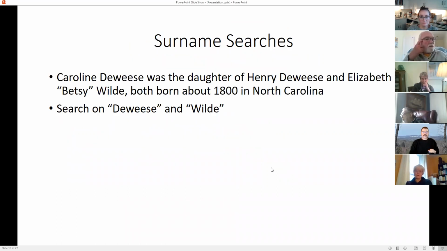So next slide, please. Now the vendors have search tools, all of them do. And most of the time you can search not only for other matches, but you can search for surnames that might be in people's family trees that are posted on that website. Or sometimes, like Family Tree asks for a list of surnames, and you can search those. So Caroline DeWeese was the daughter of Henry DeWeese and Elizabeth Betsy, they called her, Wild. They were both born about 1800 in North Carolina. So now I'm looking for DeWeese and also Wild.